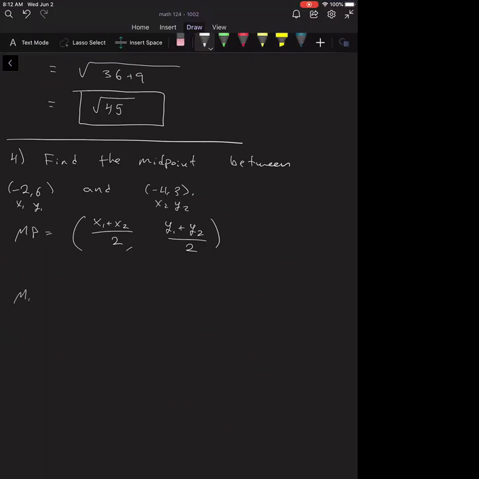So in our problem, our midpoint is going to equal, we add the x values, -2 plus -4. Let's see, -2, 6, -4, 3. Okay, we're good. Add the x values, divide by 2. Now add the y values, divide by 2. So -2 plus -4 is -6. So we have -6 over 2, and then 9 over 2. And this is going to equal -3, 9 over 2.